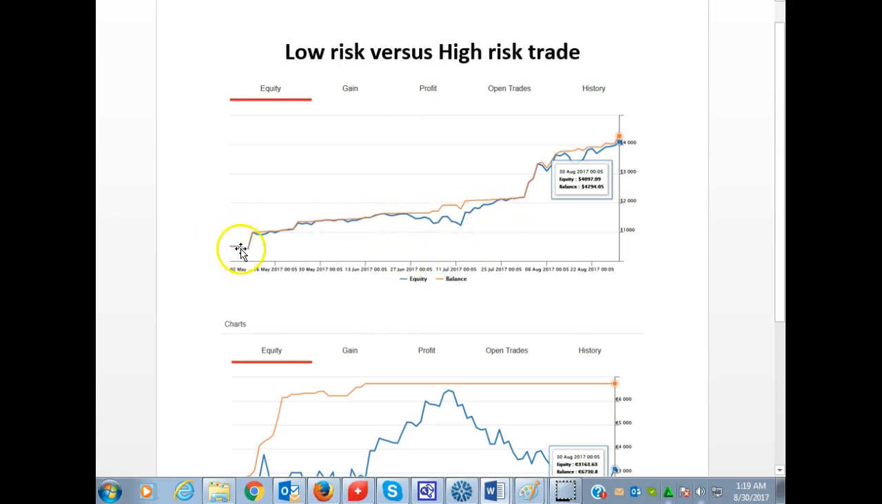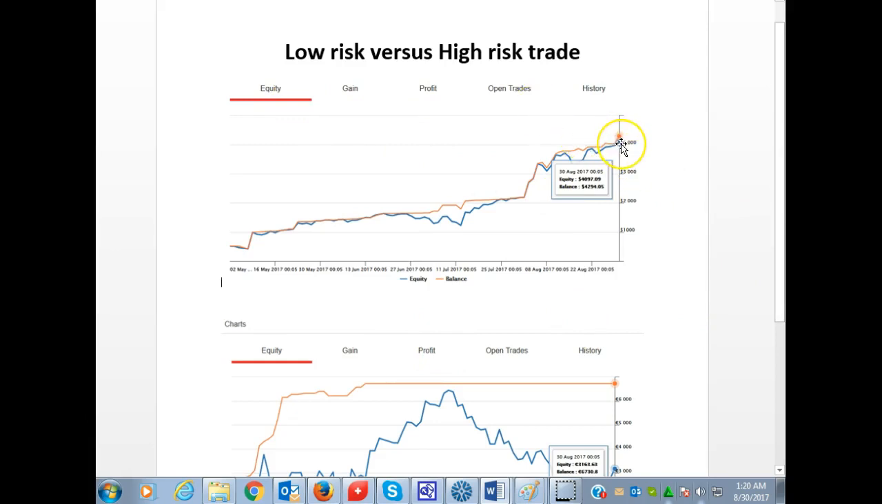So if the difference between the equity and the balance is too broad, or they are too wide apart, you know that the trader will not have any money left to trade until the gap is balanced or the gap is closed. It shows that that particular trader is risking more of their equity to trade.